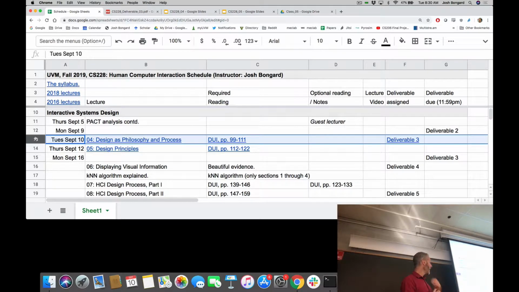We're going to carry on today by starting in on the second theme of the course, which is the design processes and specifically how they relate to HCI. Before we do, let's talk a little bit about the deliverables.